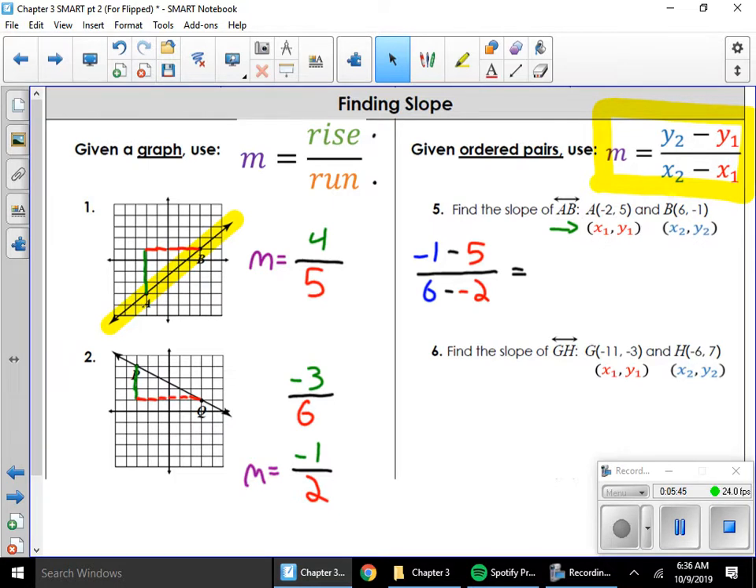So in the numerator, I have -1 minus 5, which is -6. In the denominator, we have 6 minus a -2. Minus a negative is the same as plus. So 6 plus 2 is going to be 8. That's a fraction that can be reduced because both 6 and 8 are even numbers. So if I reduce this fraction by 2, in other words, I divide 6 by 2 and I divide 8 by 2, we will get -3 over 4. And that's going to be our slope.